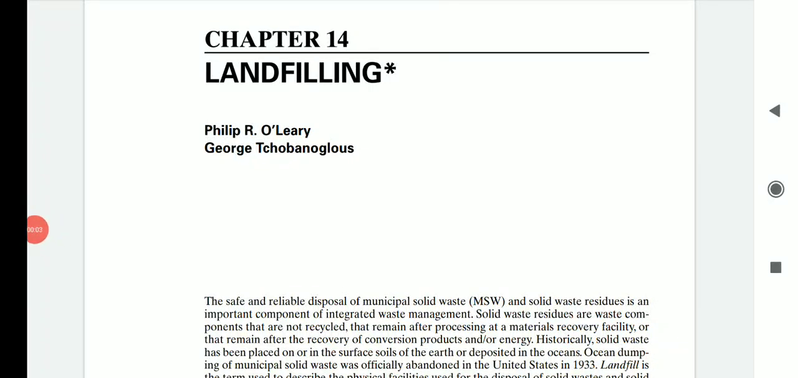Welcome you all to the solid waste management session. So in the third module we have a concept called landfilling.